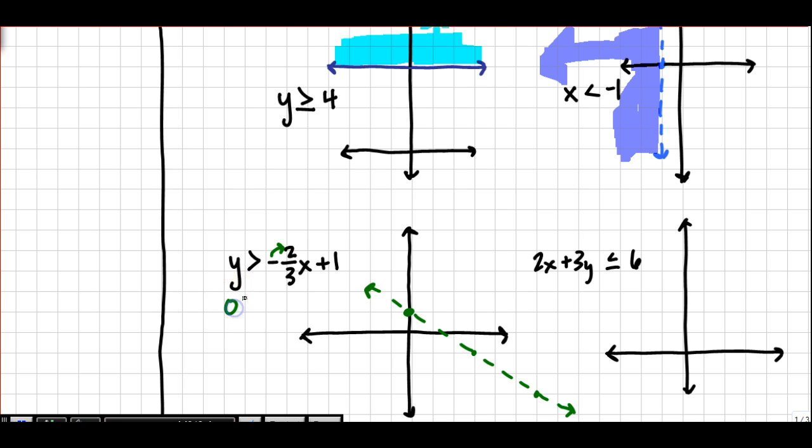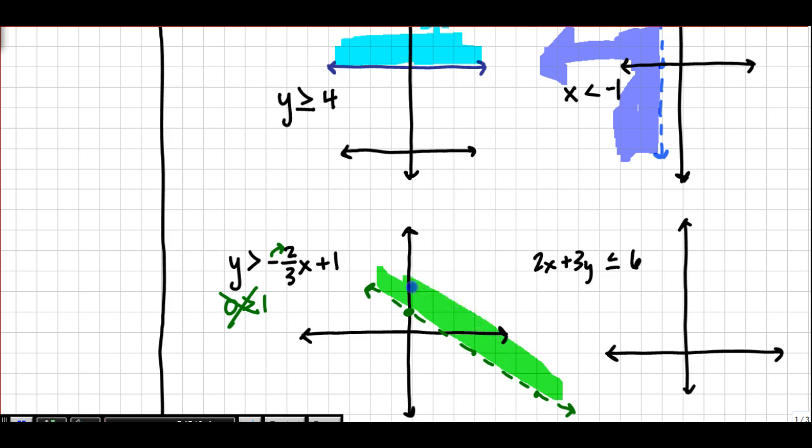So I'm going to plug in 0 for y and 0 for x. Now when I do -2/3 times 0, I know that makes 0, and 0 plus 1 is 1. So I end up with this statement when I use my test point: 0 is greater than 1. I know that that's false, so I know that the answers are not on the side where (0, 0) is located. So that means I'm going to shade above the line.